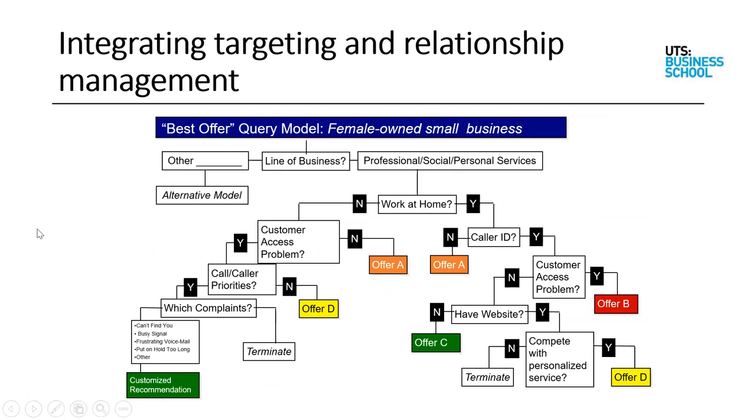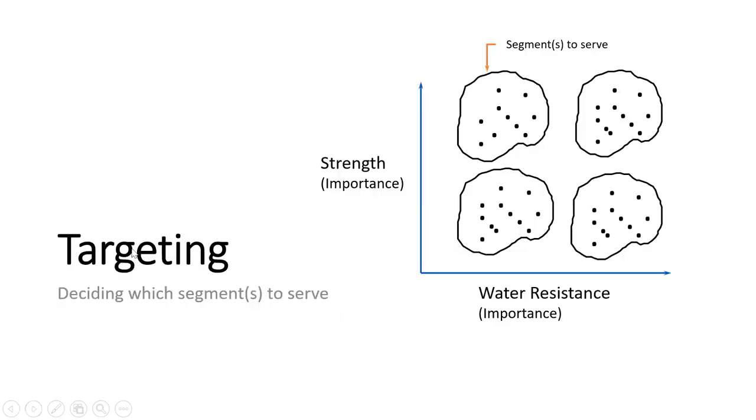Then you have another type of algorithm, which is called the best offer query machine learning algorithm, which is again a tree-based decision, but you have small queries to be answered at each and every step. For example, if you're offering professional services, are the employees working from home? Yes or no. Do they have a caller ID? Yes or no. If they do not have a caller ID, offer product A for them to sell, otherwise offer product B for them to sell, something along those lines. So it is more based on decisions to be taken at each and every step.